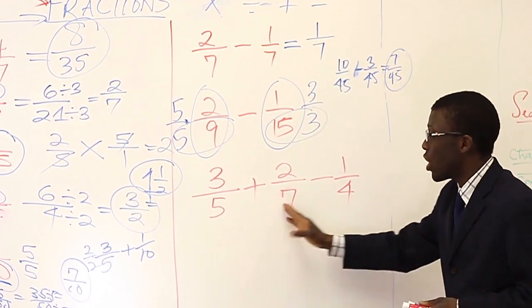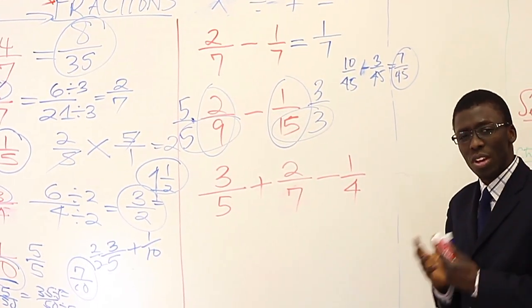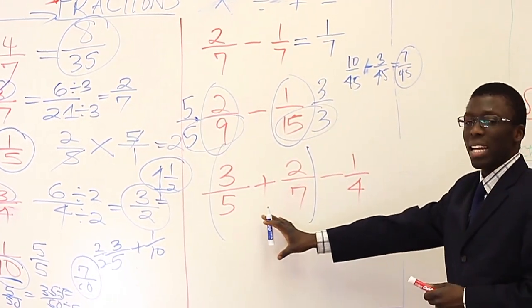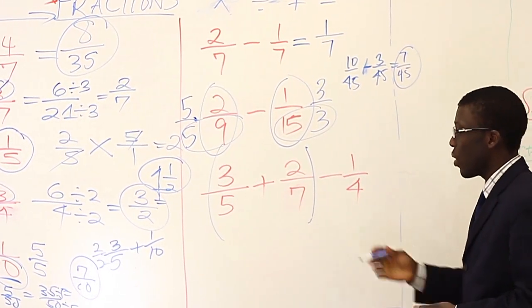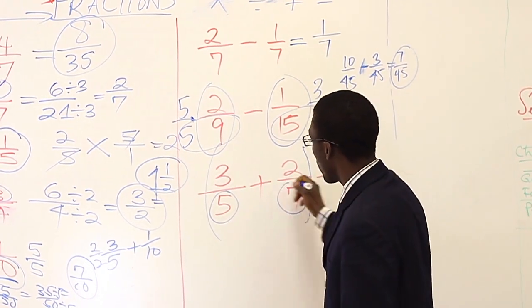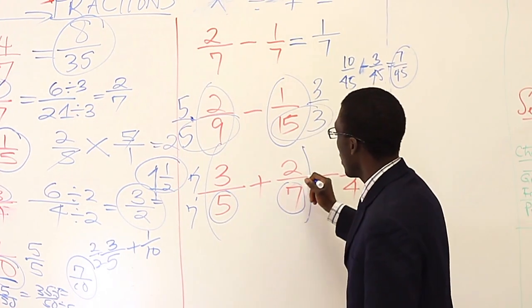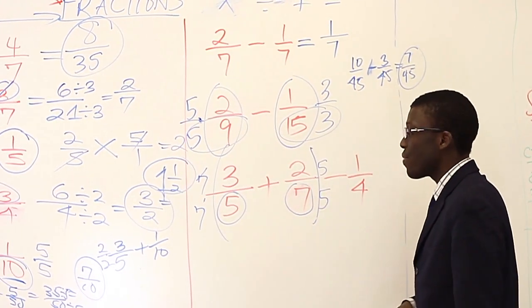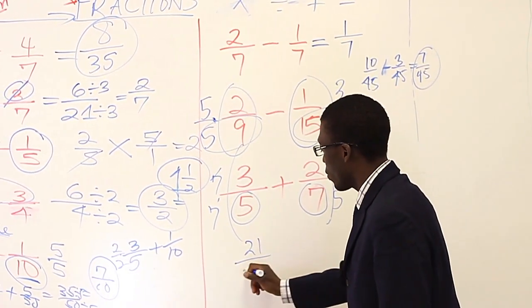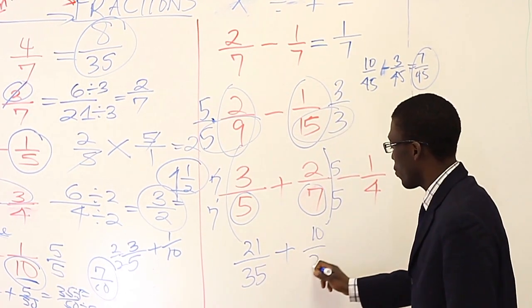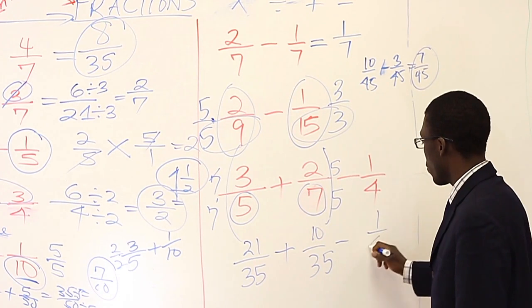So what if there are 3 terms? Should you be afraid? No. You use the same principle. If you want, you can take these 2 first. Whatever you get as an answer, you deal with the last part. So in this case, because both numbers are prime, you would actually have to multiply the top and bottom by 7. And here you multiply the top and bottom by 5. So we have 21 over 35 plus 10 over 35 minus 1 over 4.